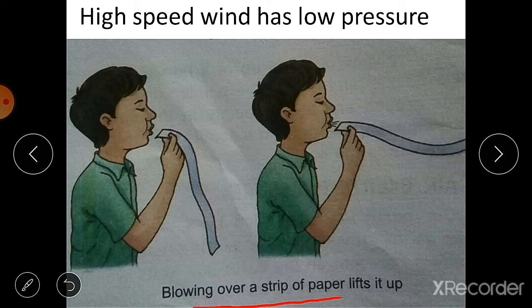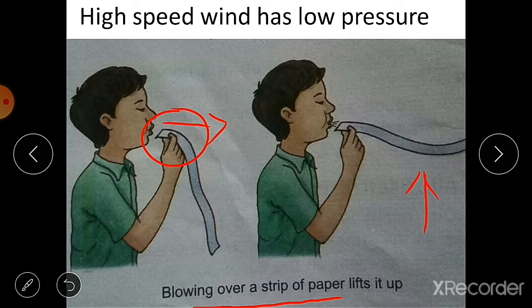What you have to do is take a long strip of paper, 20 centimeters by 3 centimeters, and hold it between your thumb and forefinger, like this. Then blow over the strip. You will observe that the paper strip is lifted up.